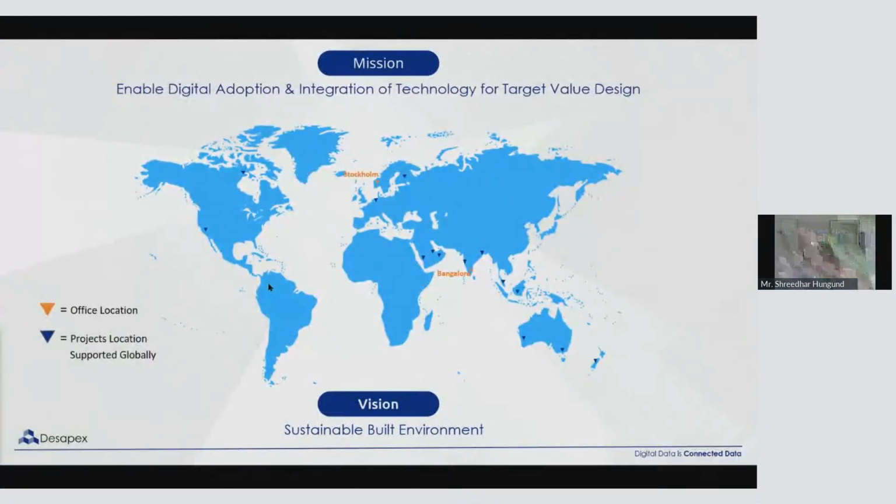Well, Desapex as an organization was incorporated to enable digital technology adoption to achieve target value design, as we believe that this will be the solution to most problems that hinder us to achieve sustainable built environment. This is evident in services that we provide, where we address critical problems through technology integration. We are headquartered here at Bengaluru, India, and we are a registered entity in Sweden to support our European projects. We have worked with companies across the globe, majorly in the US, UK, Europe, Middle East, of course, India, and Australia.